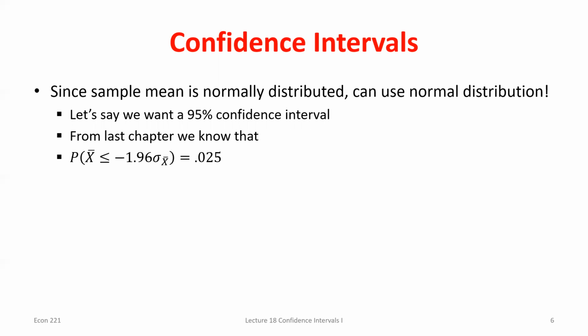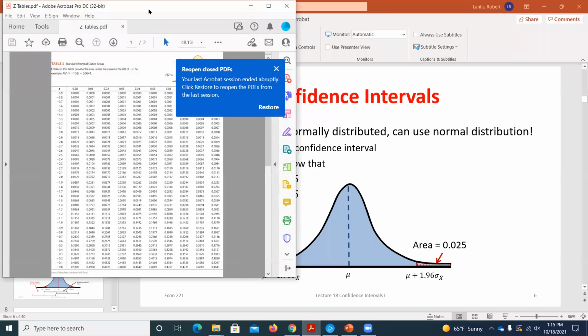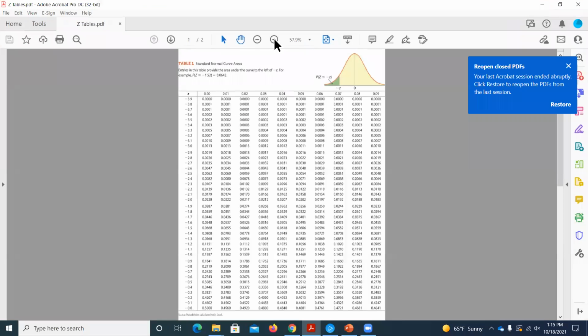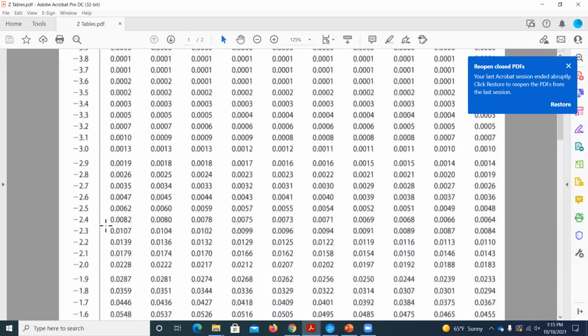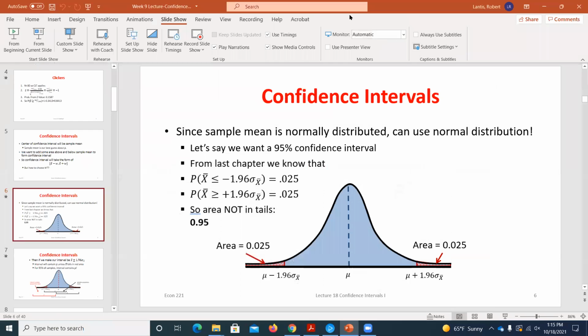1.96 standard deviations below the mean should just be a z-score of, what is z? Negative 1.96, right? Z-scores represent the number of standard deviations away I am from the mean. So I go to my table. I can prove this to myself that if I go to 1.96, okay, the area to the left is 0.025, okay?